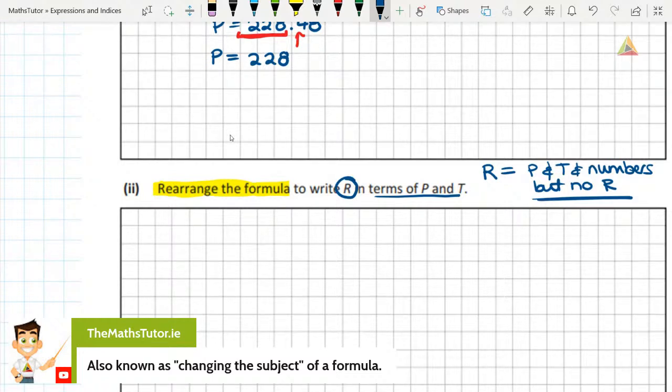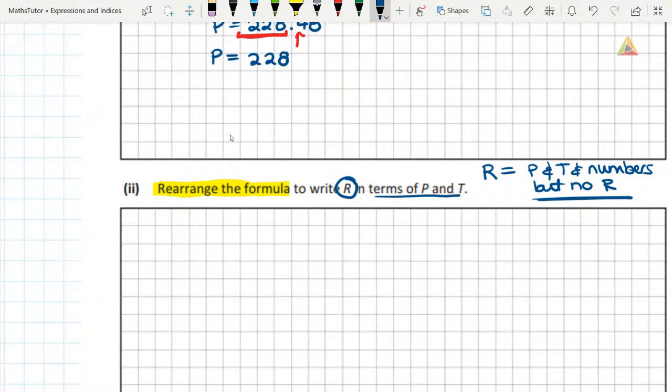This is called changing the subject of a formula as well. So this might be written as "make r the subject of the formula". So that would mean that we need to write r equals. And that's just another way that they can give it to us to explain it to us. So how we're going to solve this question is that we're going to start by writing out the formula that they gave us.